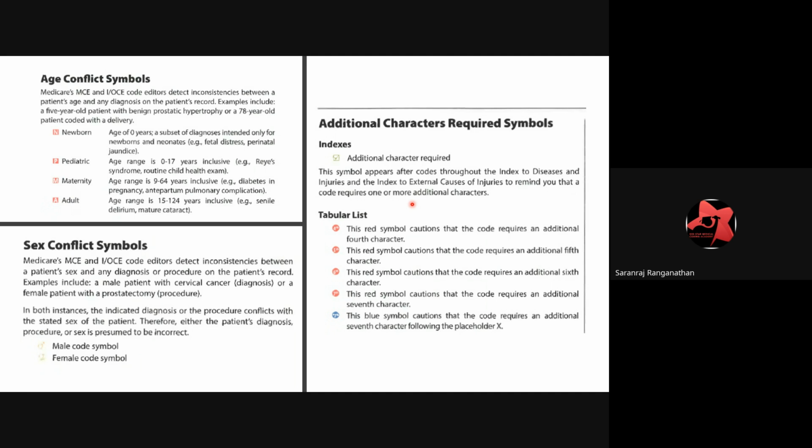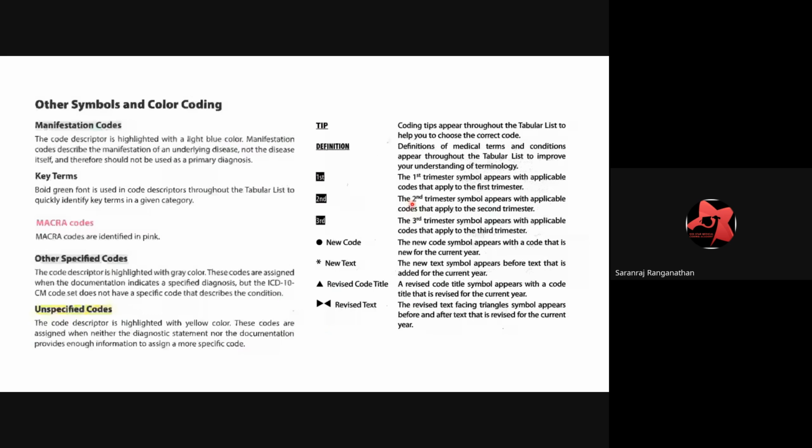Then additional character requirements, which you have seen already: the tick mark, if it is indicated, means we need a fourth, fifth, and sixth character. That is all the additional character requirement symbol in the index page. Then other symbols: manifestation and key terms, macro codes, other specified codes, unspecified codes. You'll be able to see these terms in the book. The manifestation codes, macro codes, other specified codes or unspecified codes will be indicated in the tabular list in different colors.